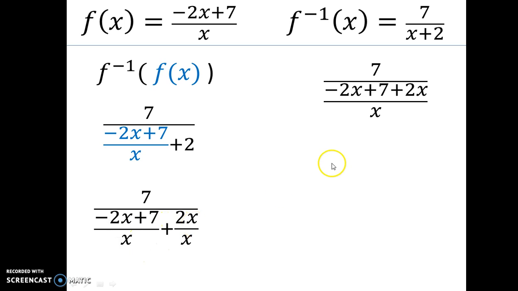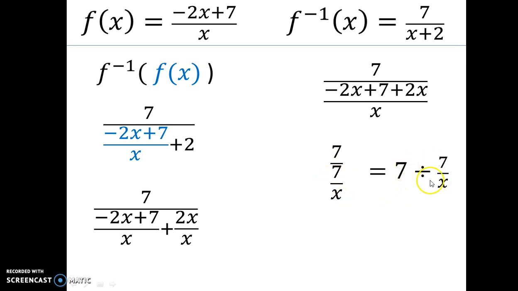So these top parts across added over x. Now you see there's a negative 2x and 2x. Those will cancel. So you're going to end up with 7 over 7 over x. So this is actually 7 divided by 7 over x. So that's what we have, 7 divided by 7 over x. Just so we are clear, it's not 7 over 7 on top. It's 7 divided by 7 over x on the bottom.